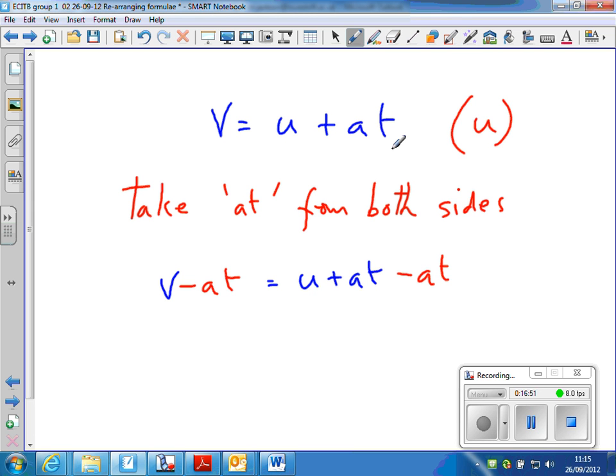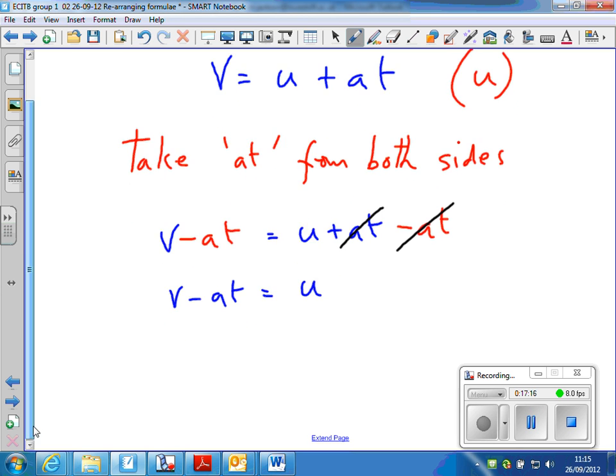That means AT minus AT, 0. I've subtracted it. 12 minus 12 is nothing. So they cancel, and I'm just left with U. So finally we can write V minus AT equals U. And I've rearranged that formula for U, so I put U on the left hand side as the subject.